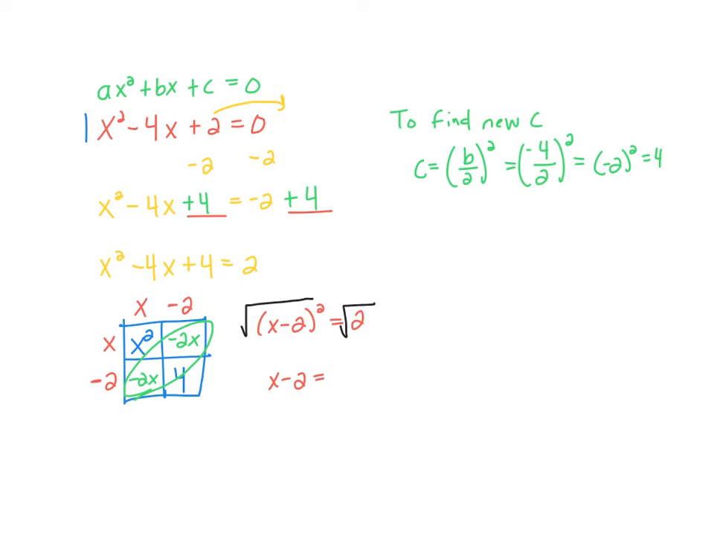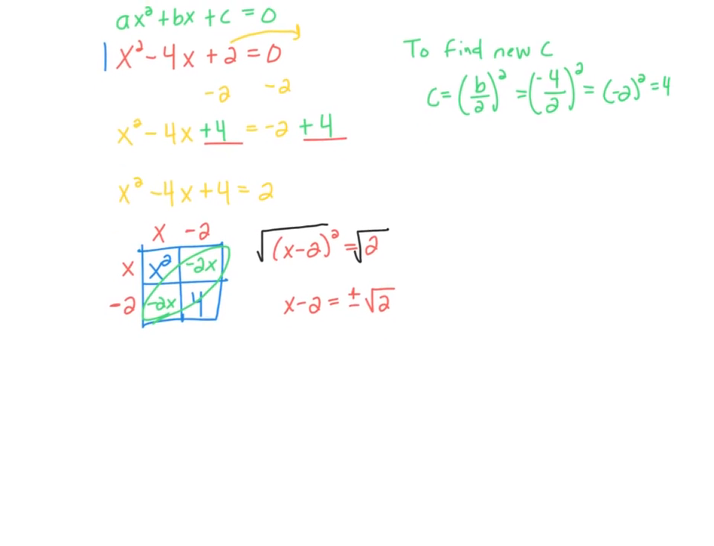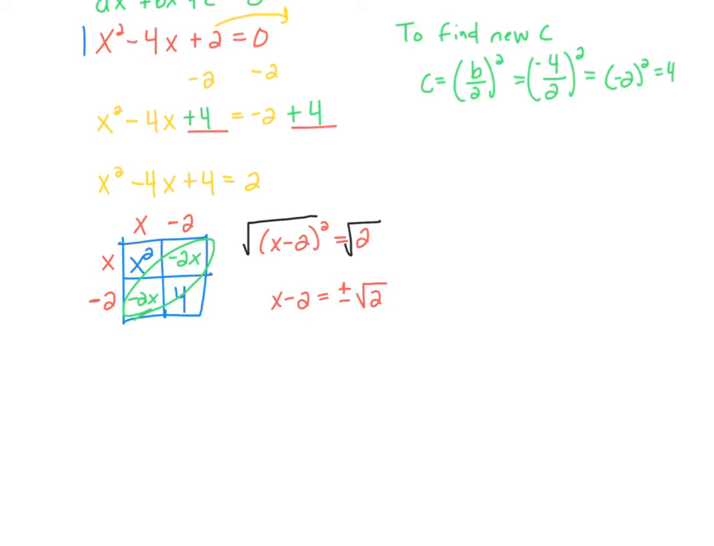So I know I want my plus and minus, because I would get a positive or a negative here. But since this would not give me a whole number, we're just going to leave it as the square root of 2. All right? And that's okay. Now I can split this up into 2. I get x minus 2 equals the positive square root of 2. x minus 2 equals the negative square root of 2.